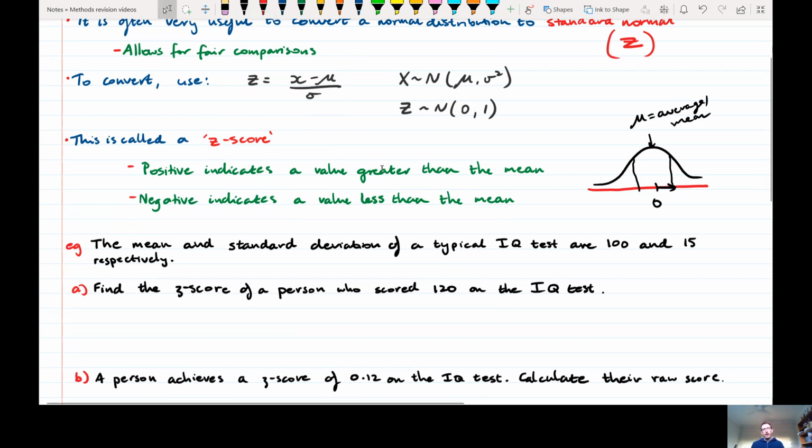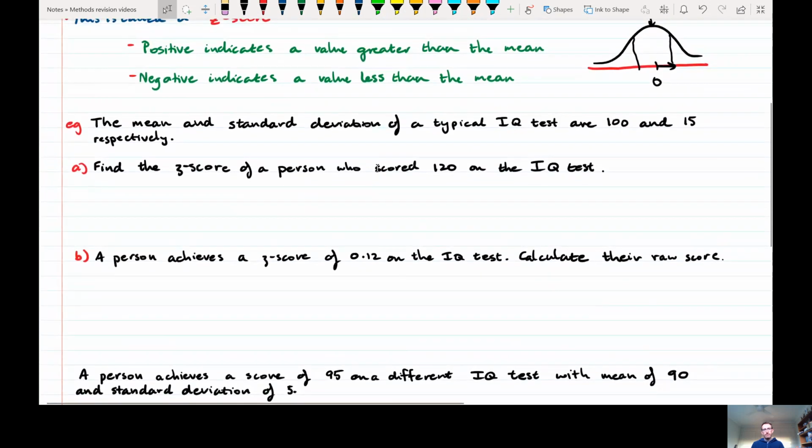So let's have a look at a couple examples. The mean and standard deviation of a typical IQ test is given by 100 and 15 respectively. So we've got x is normally distributed with a mean of 100, and standard deviation is 15, so 15 squared for your variance. Find the z-score of a person who scored 120 on the IQ test.